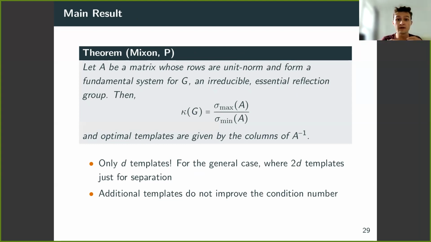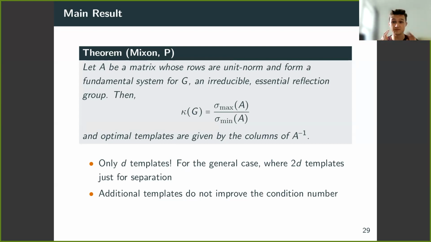And then you take your fundamental system, which is a bunch of vectors, you stack them up into a matrix, you look at the largest singular value of that matrix, you look at the smallest singular value of that matrix, and that's the condition number of your max filtering. You might notice that this is also just the condition number of the matrix. And that's not by accident. And in fact, the optimal templates are given by the dual basis. So that's the inverse of your fundamental system. So that's pretty great.